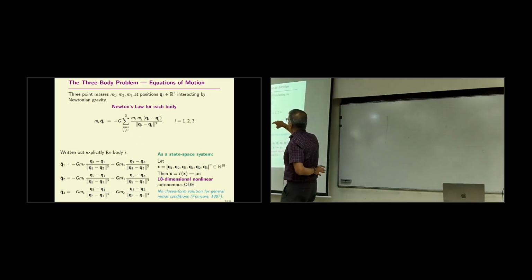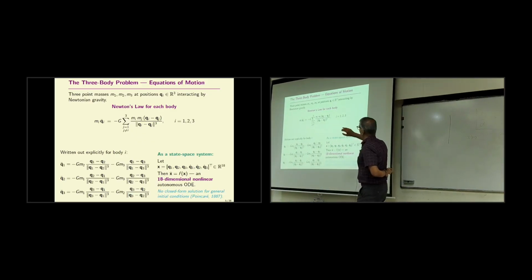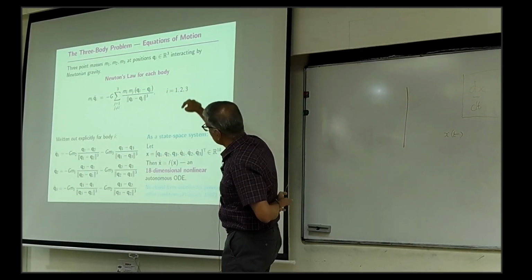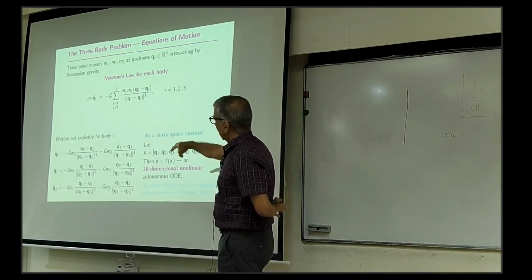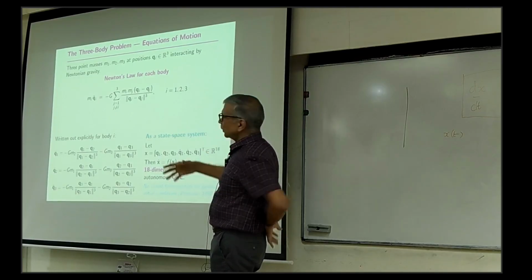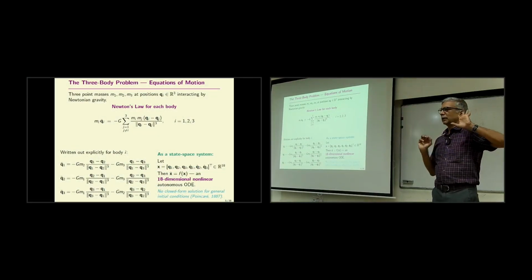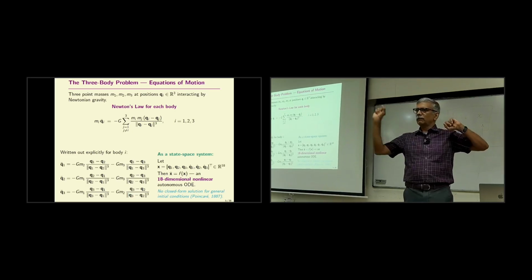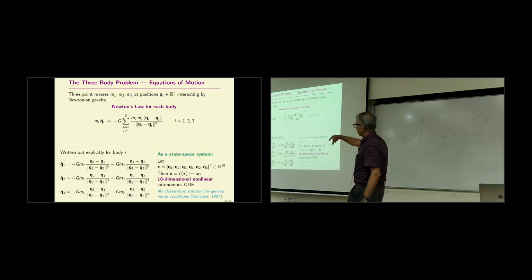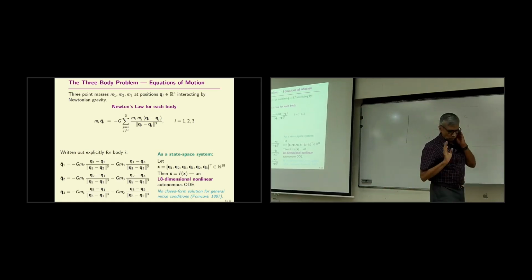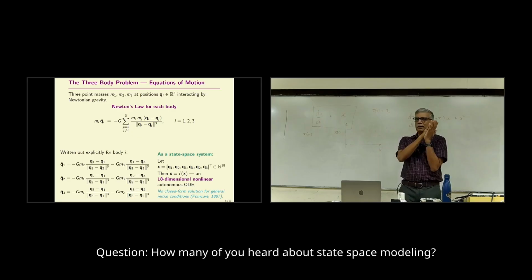So what are the equations here? What you have is just Newton's laws, and you can see the two masses and the distance between the two masses and the inverse cube law, and for each of them you write down the equation. Each of them has a position in three-dimensional space, so you have an 18-dimensional equation. So here's where we'll first use a word called state space.